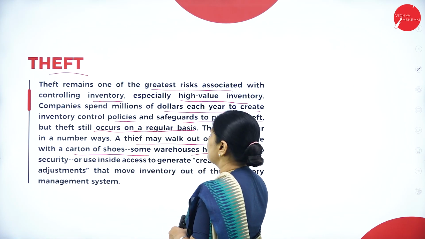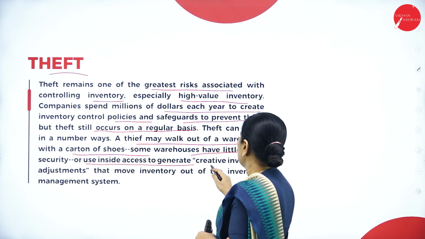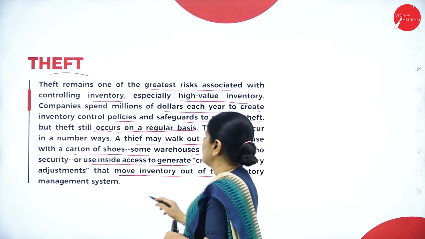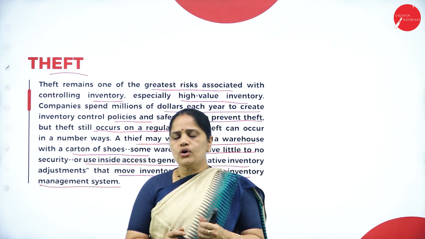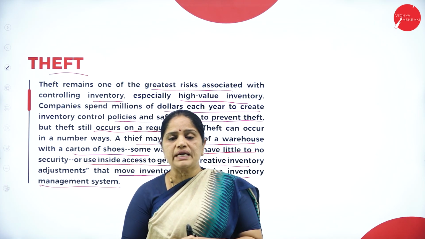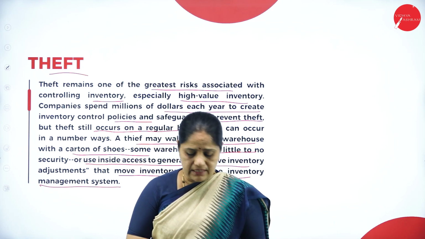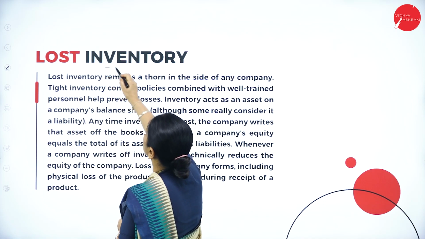Some warehouses have little to no security or use inside access to generate creative inventory adjustments that move inventory out of the inventory management system. So when there is no proper security system in the company, then anybody can walk out with any carton of shoes. Then the next one is the lost inventory.